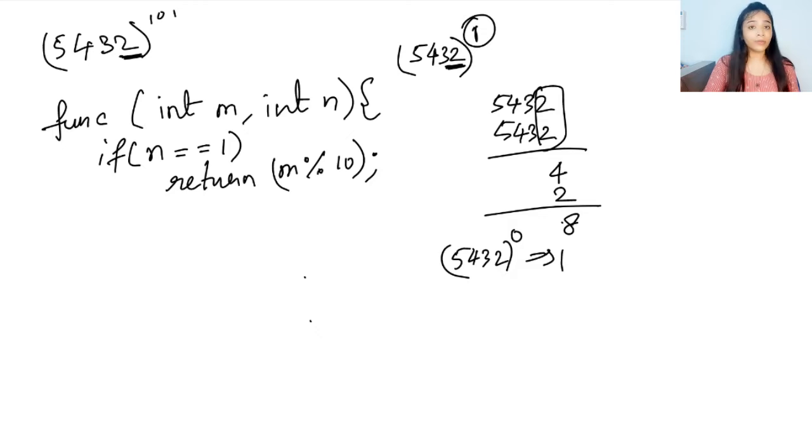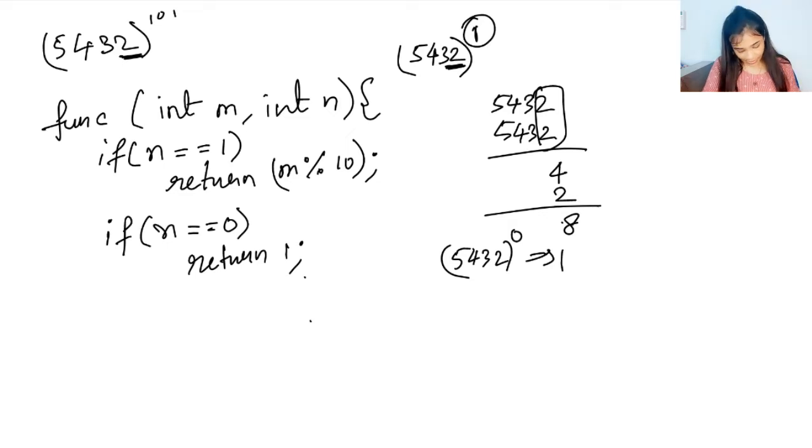Alright. And another case could be when we want to find 5432 power 0. Then the answer should be 1, right? So let's also include that. If n is equal to 0, then you just have to return 1. That's it, okay? Now these were the base cases. Now let's come to the logic part.